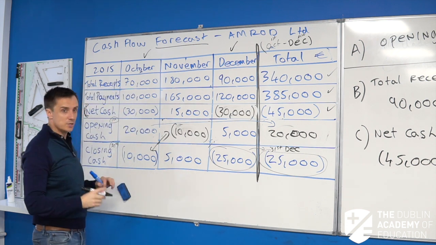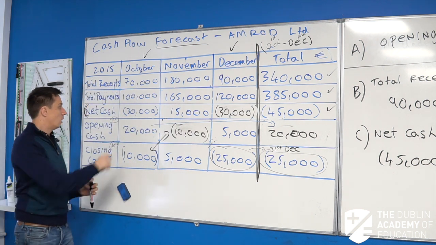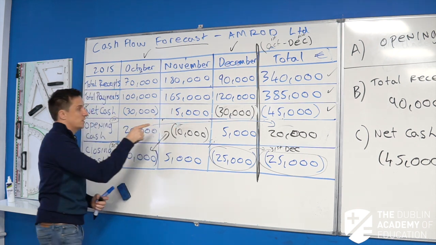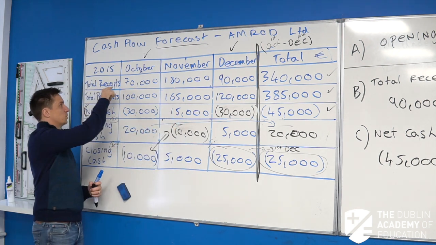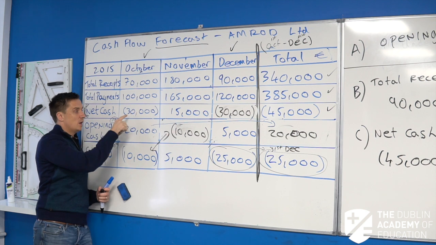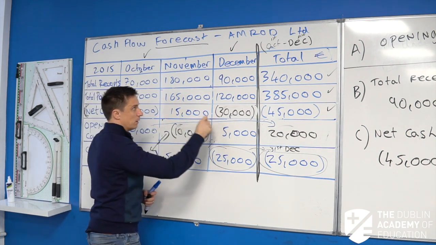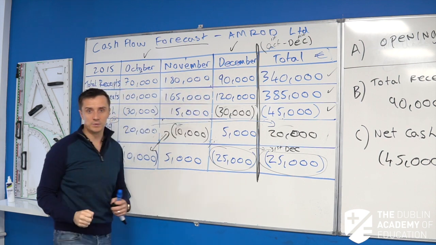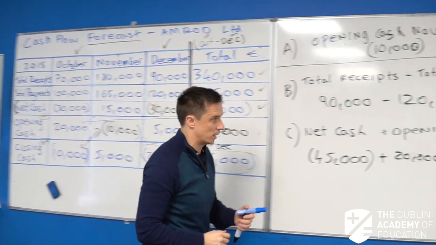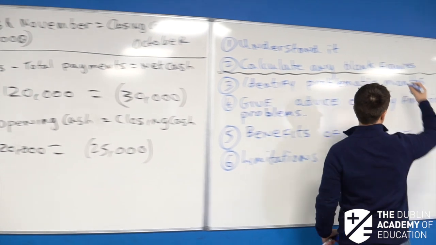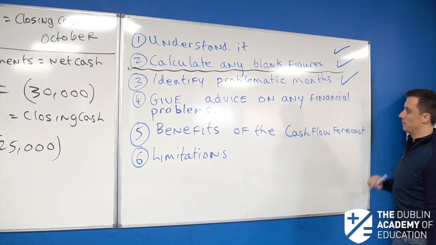All I'm doing, there's no big secret to this. All I'm doing is looking down at my net cash, because that shows me how much money came in versus how much money went out, and I look for any negatives. And I know those two months, they're both negative, they're my problematic months. Okay, so even if you're looking at a box, we're going over and saying, right, that's done, that's done, that's done.